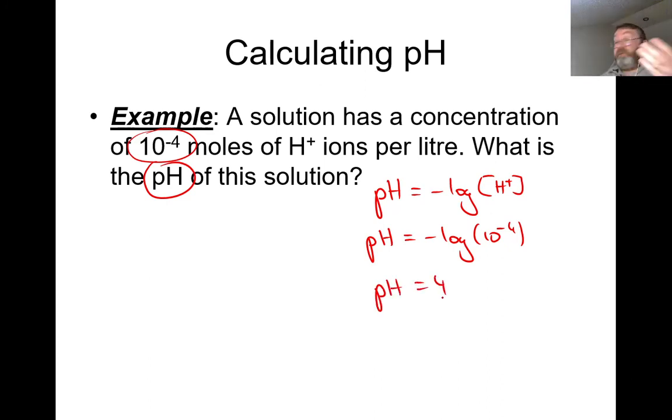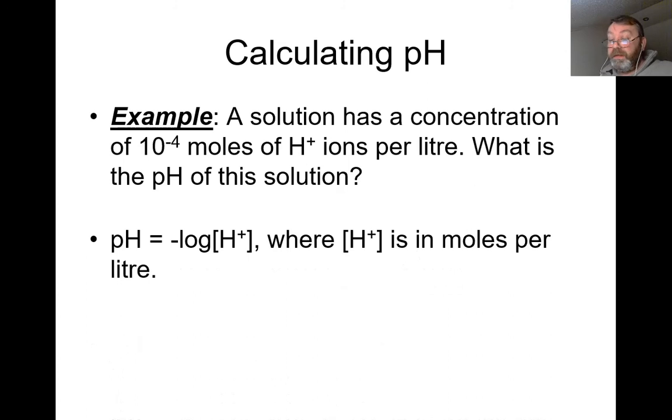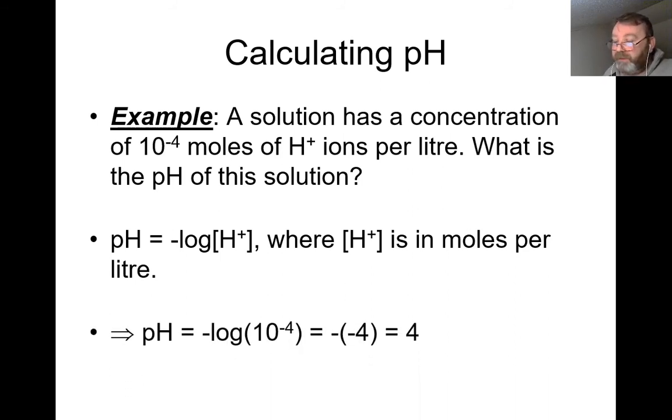So the pH is directly related to minus the log of the hydrogen ion concentration. pH equals minus log of the hydrogen ion concentration, where H plus is in moles per litre. And please make sure it's in moles per litre. If they don't give it to you in moles per litre, you've got to change it first. That's what the square brackets mean.